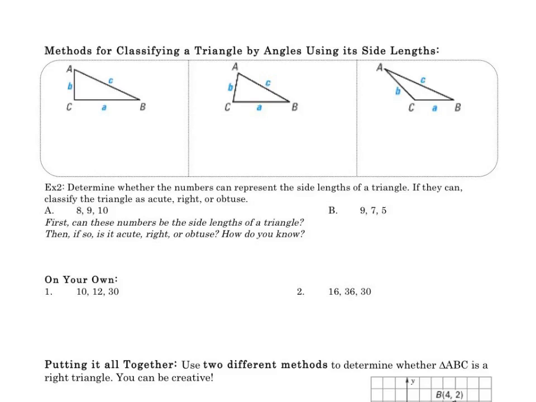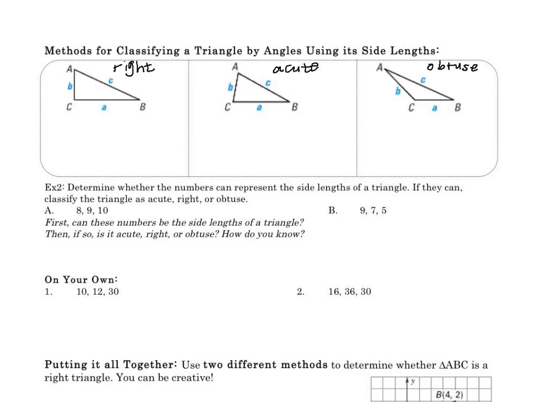Alright, so I want to start by looking at these three triangles and thinking about how you classify triangles by their angles. It looks like a right triangle, and we're going to pretend that it is for this case. So I'm going to make a note that this is a right triangle. This triangle looks like an acute triangle, and the next triangle looks like an obtuse triangle. This is based on the angles that I'm seeing.